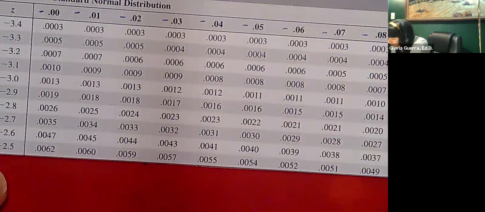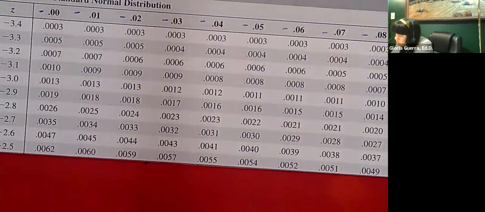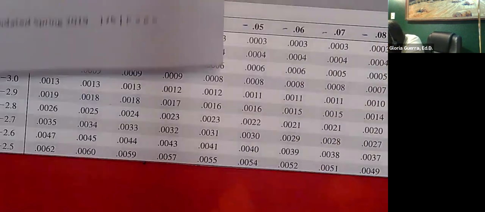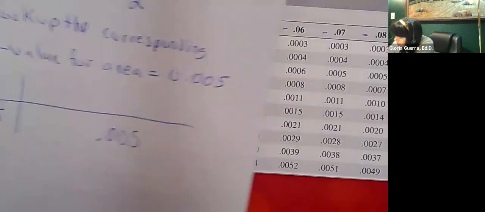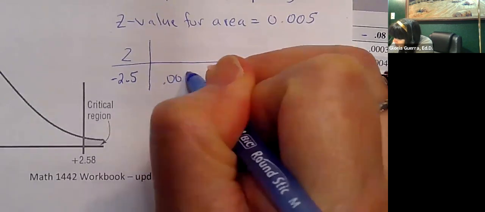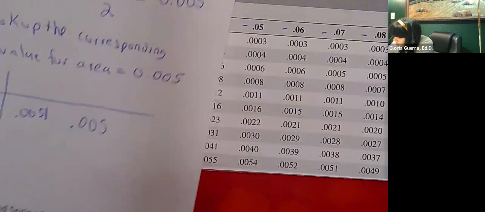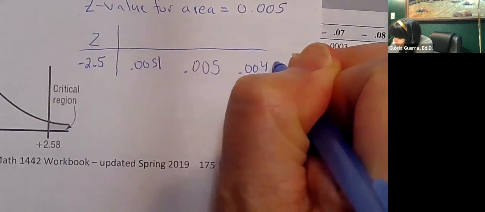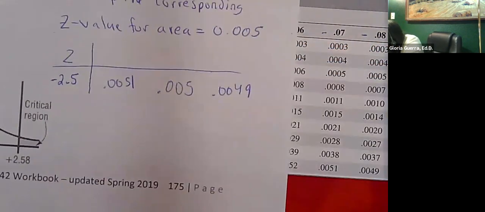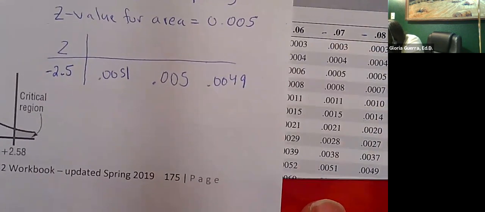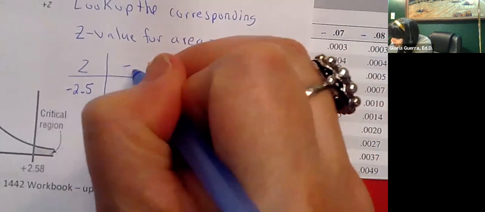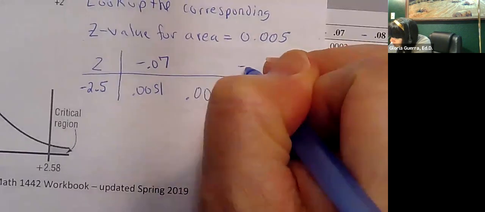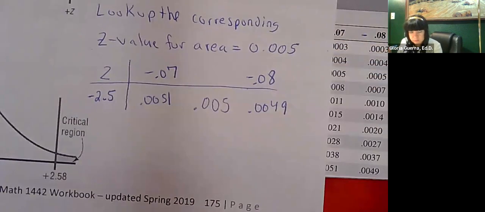Okay, so when I write those down, negative 2.5, and then 0.0051 and 0.0049. And then we have negative 0.07, negative 0.08. Okay.